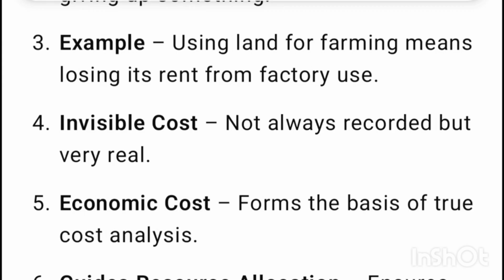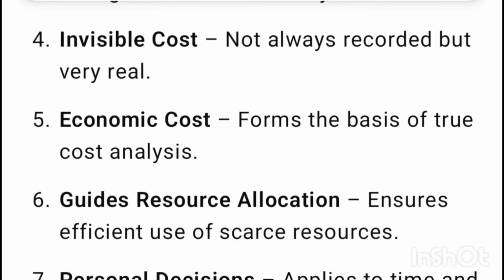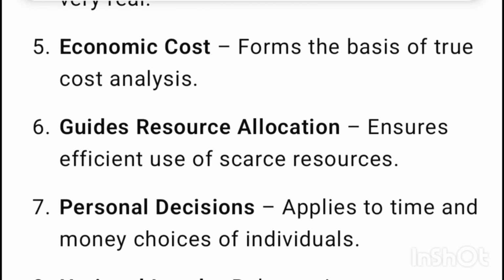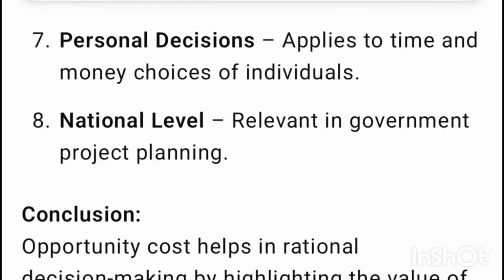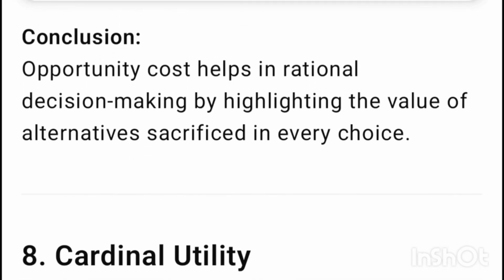4. Invisible cost. Not always recorded but very real. 5. Economic cost. Forms the basis of true cost analysis. 6. Guides resource allocation, ensures efficient use of scarce resources. 7. Personal decisions, applies to time and money choices of individuals. 8. National level, relevant in government project planning. Conclusion. Opportunity cost helps in rational decision-making by highlighting the value of alternatives sacrificed in every choice.